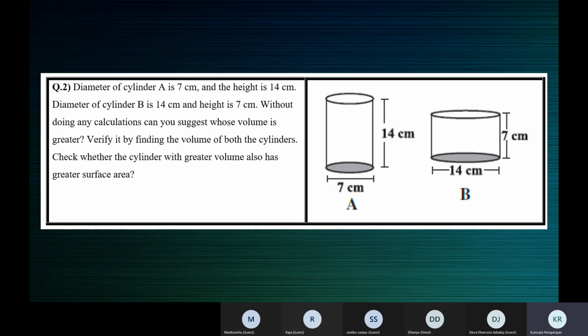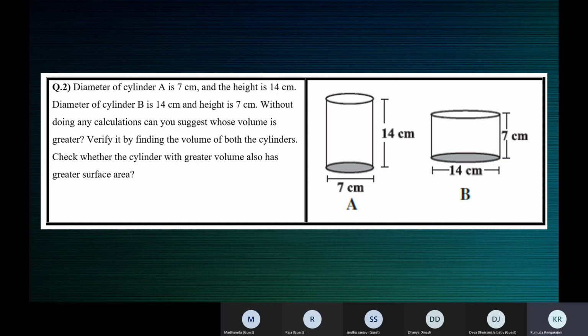Let's see the next one. Diameter of cylinder A is 7 centimeters and the height is 14 centimeters. So you can see the figure there. Cylinder A, diameter 7, height 14. Diameter of cylinder B is 14 and the height is 7. Without doing any calculations, can you suggest whose volume is greater? Verify it by finding the volume of both the cylinders. Check whether the cylinder with greater volume also has greater surface area.